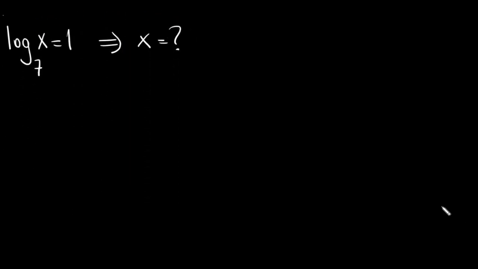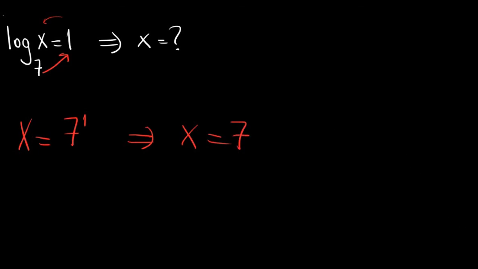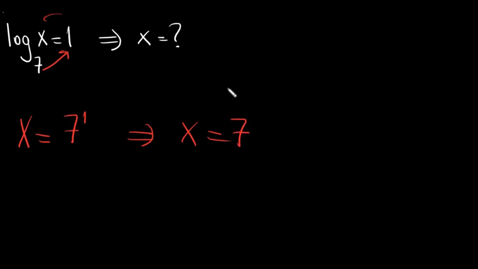And let's look at this example. Log base 7 of x is equal to 1. Then what is the value of x? So x is going to be 7 to the power of 1. Any number to the power of 1 is the number itself. So that means x is equal to 7, the solution for this example.